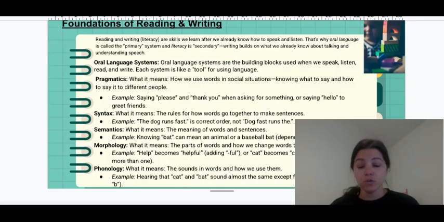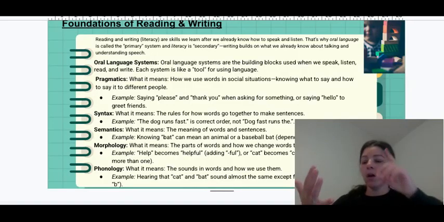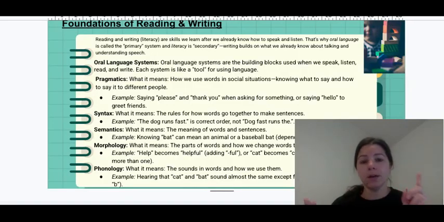Syntax is referring to the rules of how words go together to make sentences. So instead of saying fast dog run, we say the dog runs fast. When we think of semantics, it's all about meaning, the meaning of words, the meaning of sentences, right? So knowing that if I just say bat, you're probably starting to form a picture in your mind. You may be thinking of an animal, or you may be thinking of baseball, right? You need more information to help you understand which word I am talking about, right? And that's semantics right there.